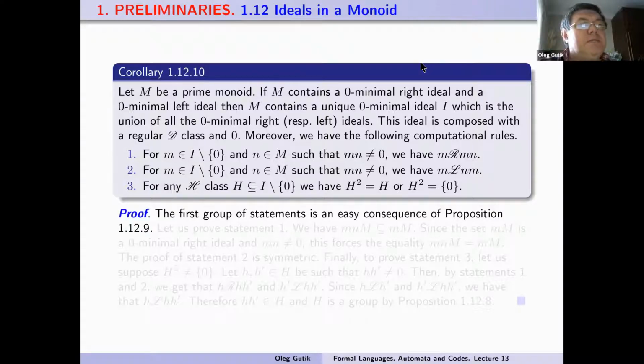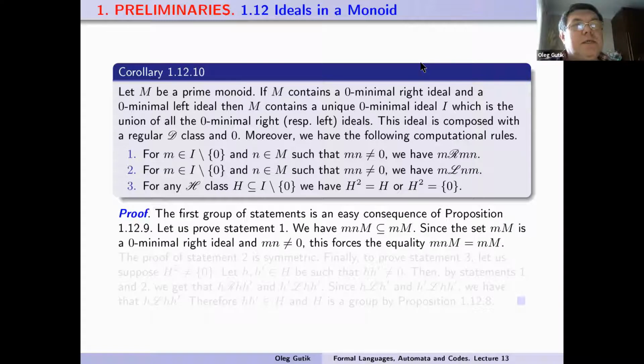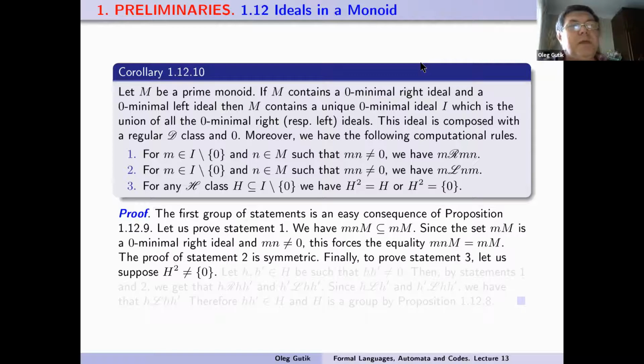The proof. The first group of statements is an easy consequence of proposition 1.12.9. Let us prove statement 1. We have that mnM is a subset of mM. Since the set mM is a 0-minimal right ideal and mn is not equal to 0, this forces the equality mnM is equal to mM. The proof of statement 2 is symmetric.